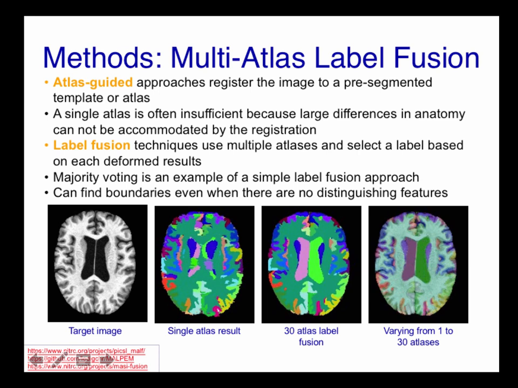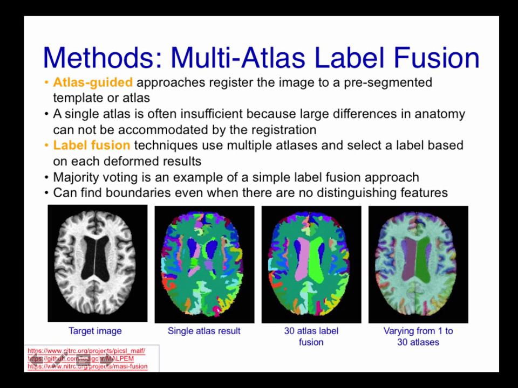This animation is actually showing the evolution of the segmentation as you increase the atlases from 1 to 30. You can see that you start off with a very poor segmentation, but quickly it converges to a much better result. And then as you get to higher numbers of atlases, you get some refinement in the cortical labels, but the essential part of the image is labeled pretty well.